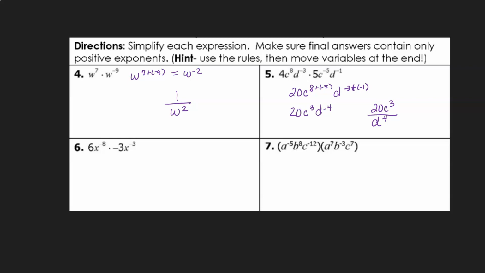6x to the eighth times negative 3x cubed becomes negative 18, because 6 times negative 3 is negative 18. X to the 8 plus 3 power. So nothing changes here. There are no negative exponents. Oh, this was negative. I lied. I couldn't see it. So sorry, 8 plus, and this is also negative. So this becomes negative 18.